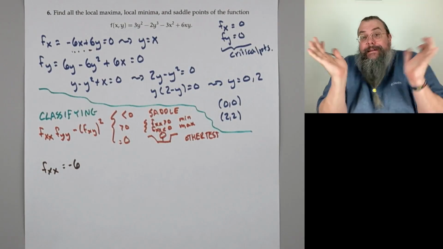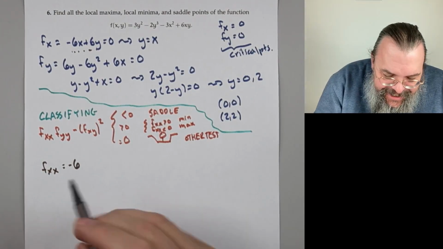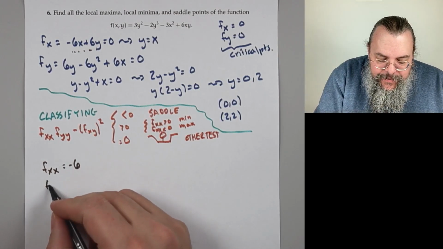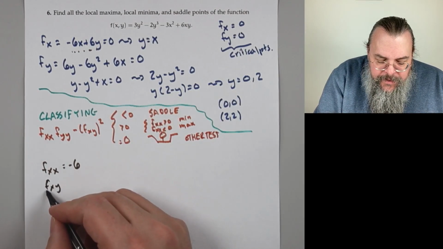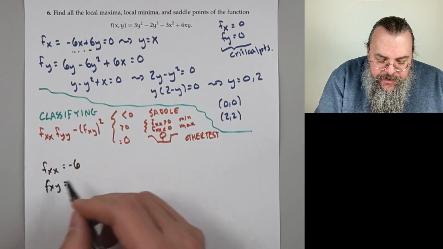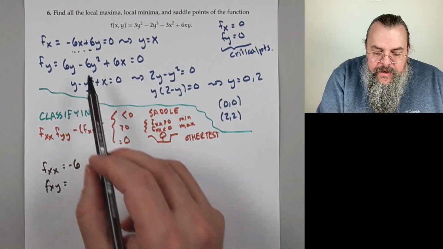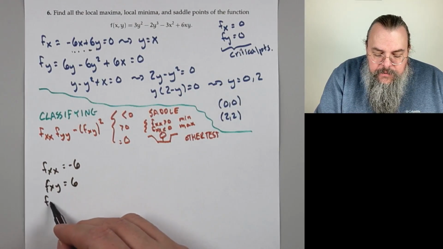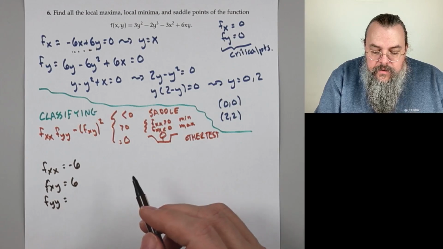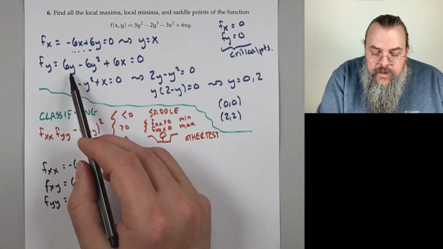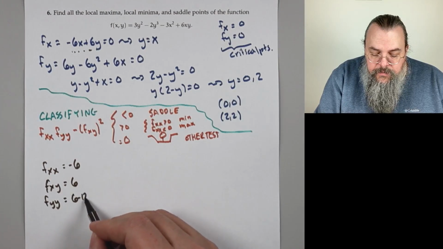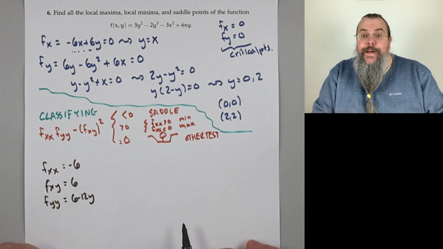All right, sorry, I digressed. And of course, if you've been watching my videos, you know I do digress quite a lot. All right, fxy is positive 6, and fyy is 6 minus 12y.